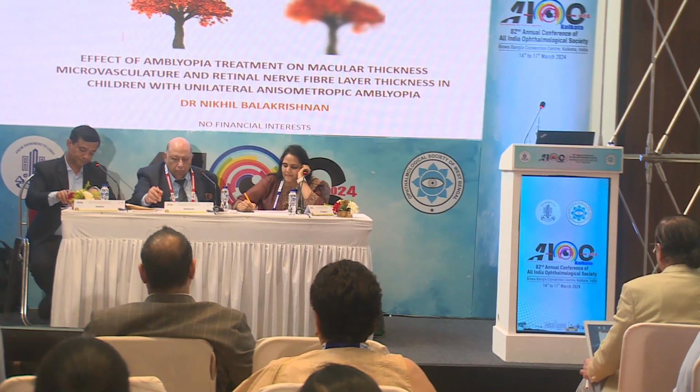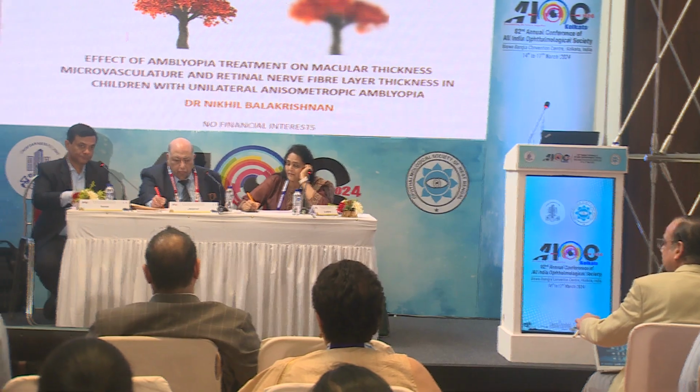Good morning, everyone. My topic for today is effect of amblyopia treatment on macular thickness, microvasculature, and retinal nerve fiber layer thickness in children with unilateral anisometropic amblyopia. Now, we all know amblyopia is a reduction of the BCVA of one or both eyes that cannot be attributed to any structural abnormality of the eye, and anisometropic amblyopia is a difference in the BCVA of two or more lines of acuity between the two eyes.